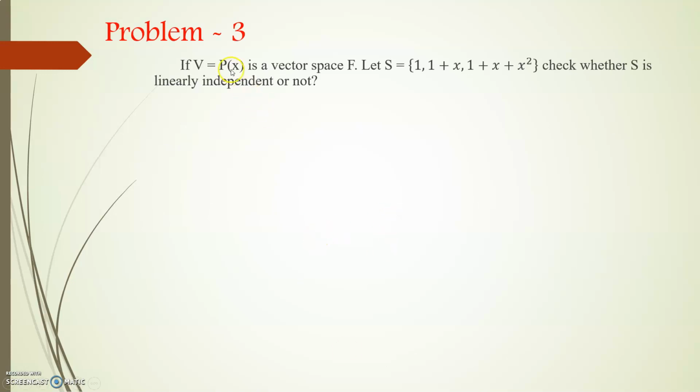Let V = P(x), the polynomials over X, be a vector space over F, and let S = {1, 1 + x, 1 + x + x²}. Check whether S is linearly independent or not. So we are going to check whether S is linearly independent or not.